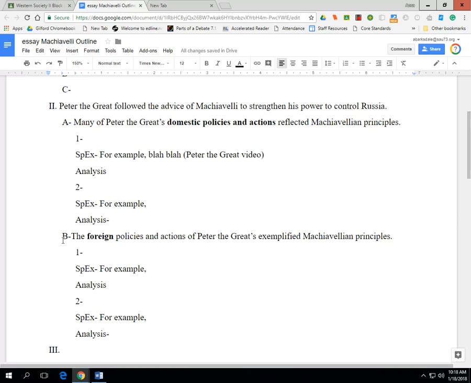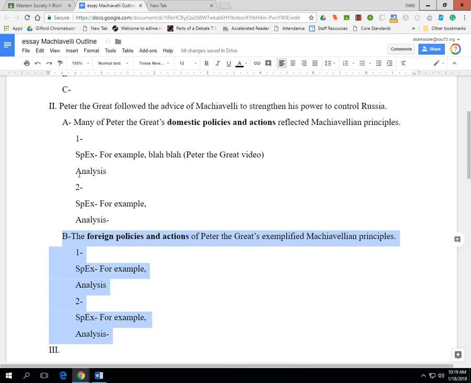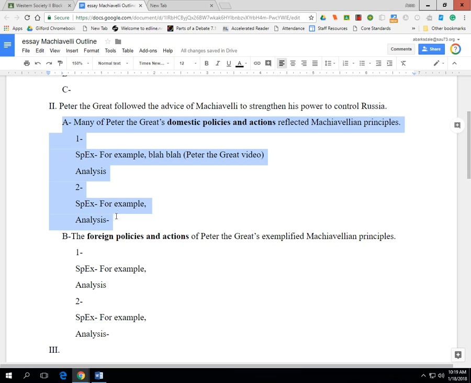When you get to B, and this is the section we talked about briefly on Friday, but I know there was still some confusion at the end of class on Thursday, you're then going to create a new sentence that will switch focus. You're now going to talk about the foreign policies and actions of Peter the Great. And so this is going to be about stuff that deals with Russia and other countries. And you should have 2 specs for that specific section. All right. So B is 1 and 2 all the way through analysis. A is 1 and 2 all the way through analysis, and that's about domestic. So A is about domestic, 2 domestic specs, and B is about 2 foreign policy specs or actions taken by Peter the Great.